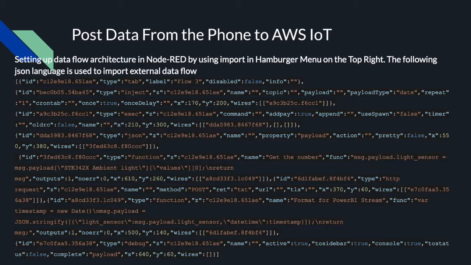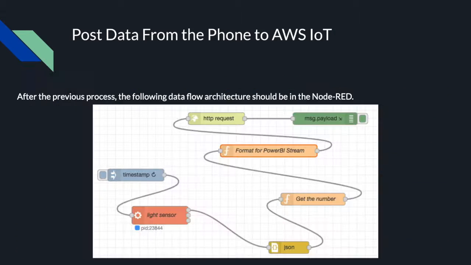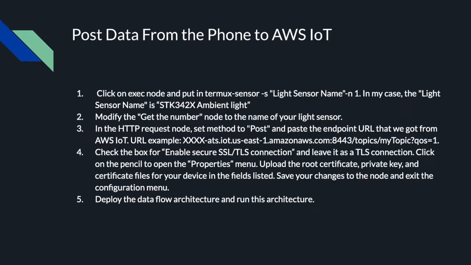To achieve that, we have to set up the data flow architecture in Node-RED by using Import in the hamburger menu on the top right. The following code is used to import the external data flow. And after that, here's the data flow architecture. And here's what we need to do to post the data from the phone to AWS IoT.